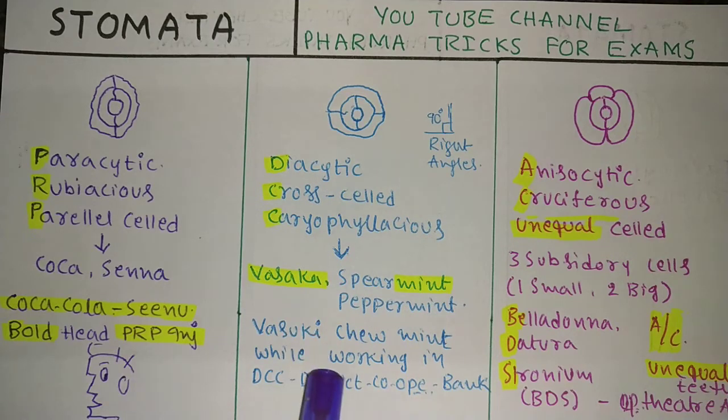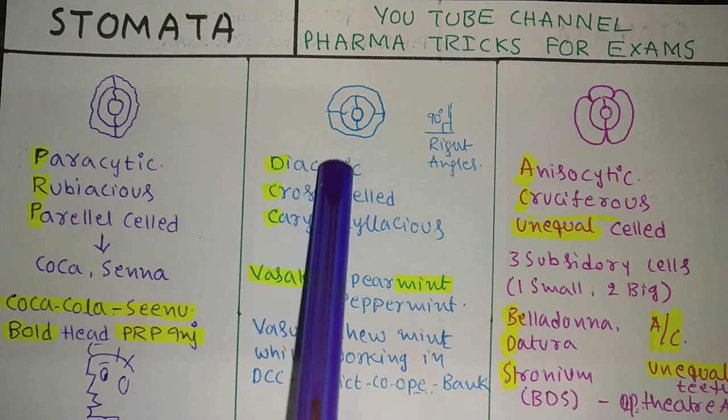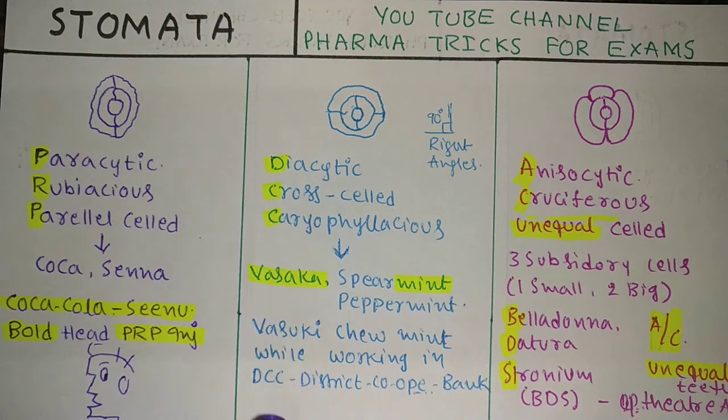Here what you have to remember: Vasaka means Vasuki. Vasuki chews the mint, spearmint, peppermint, while working in a DCC. DCC stands for District Cooperative Bank. So Vasuki is working in a district cooperative bank and he is chewing mint while he is working in a DCC. Very simple.